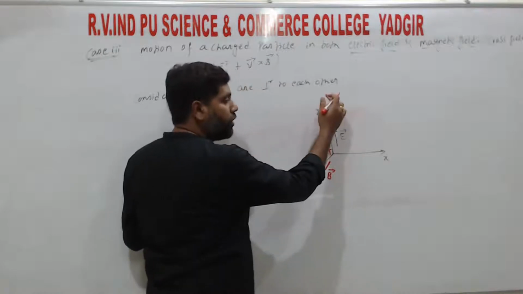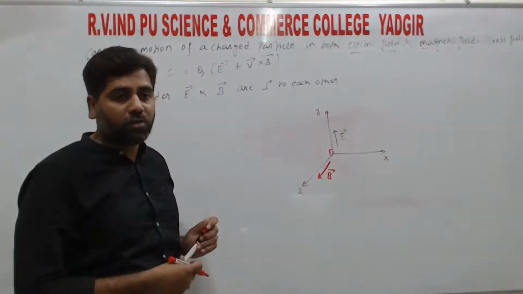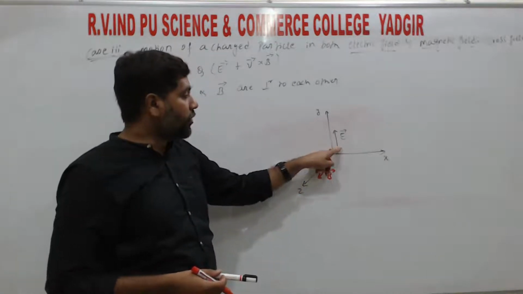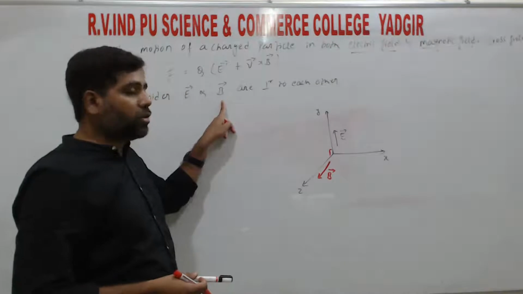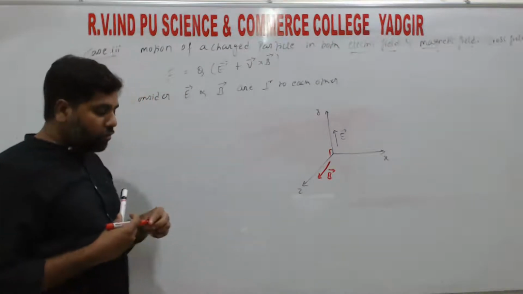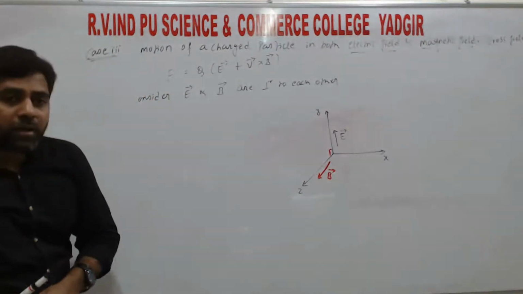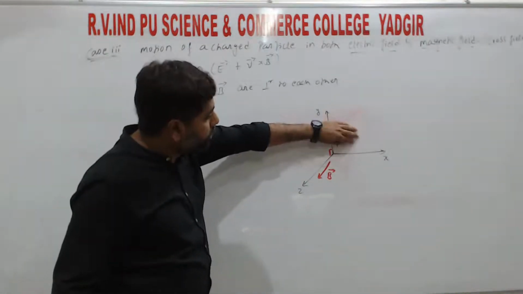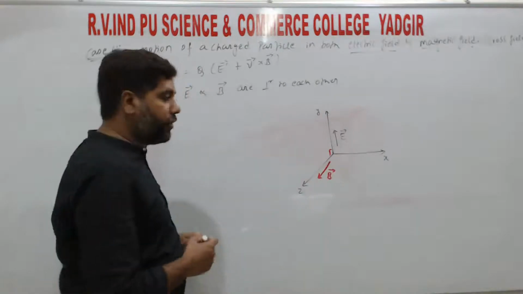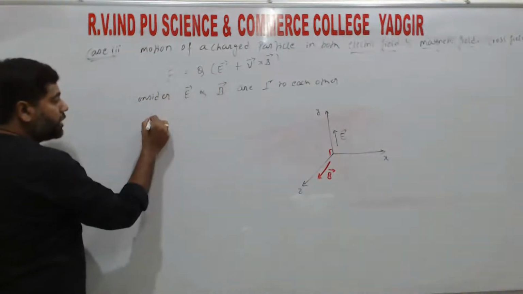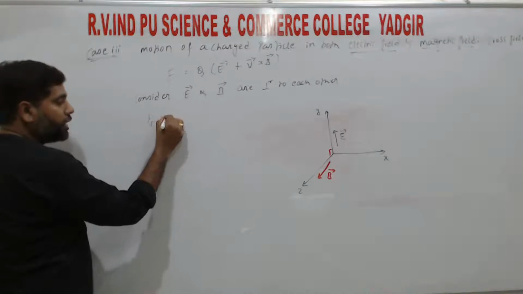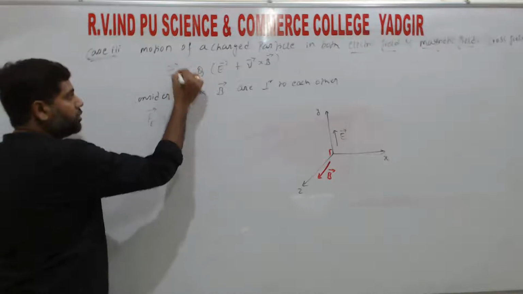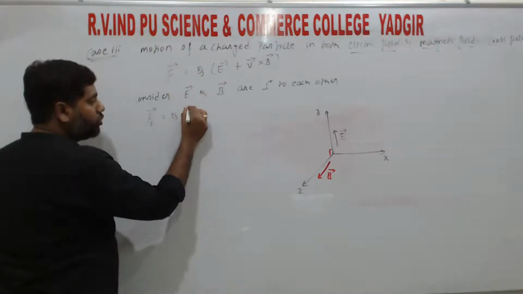So the electric field goes along the y axis, the magnetic field along the z axis. As these three are mutually perpendicular to each other, the electric field and the magnetic field are perpendicular to each other, right? Now if I write the forces experienced by the charged particle due to the electric field and due to the magnetic field, this we can write as Fe. Fe is the force due to the electric field. So F vector is equal to Q into E vector.